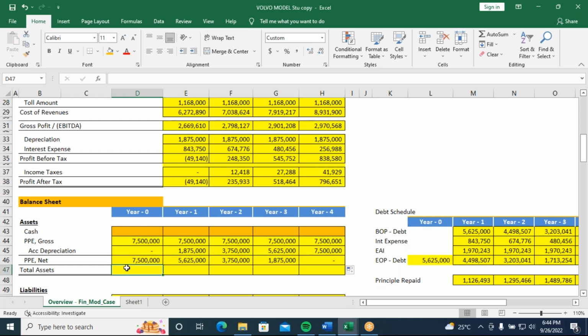So total assets will be equal to the cash amount. Till now we have not yet known what the cash amount is, but still we will take that for consideration. So cash plus the net amount. I'll select and I'll drag till the last.